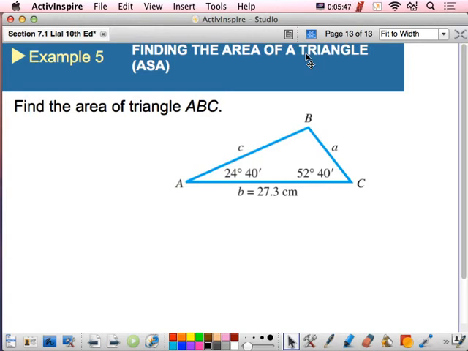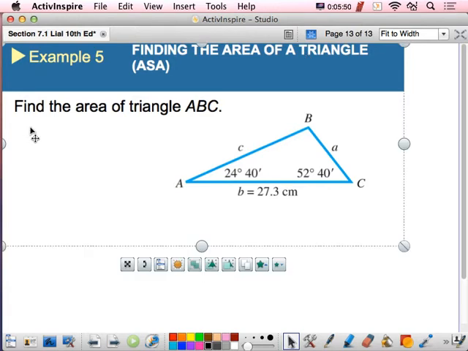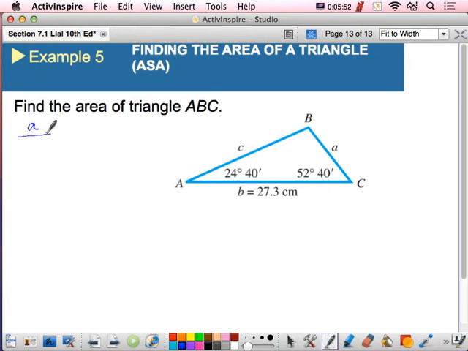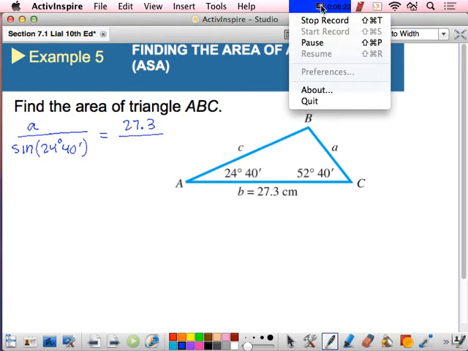So if we find little a, we know that a divided by sine of A must equal little b divided by sine of B. Uh-oh, we don't know sine of B. How can we find it? 180 minus all of the others, right? Or you could add the two together and then just do 180 minus those. It's however you prefer. You guys take a minute and see if you can find capital B for me.